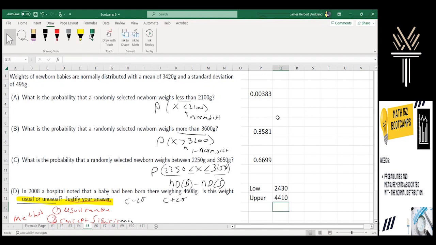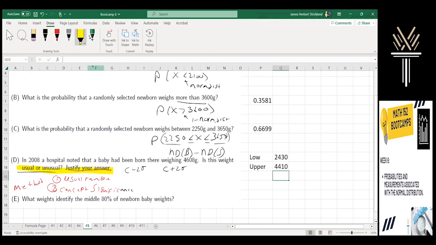And so the question is, is 4608 between these two values? Well, no, it's bigger, right? And so according to the usual range, we would say this is unusually high. And then if I were to justify it, I would say using the usual range. And then I would show my work. And that's it.